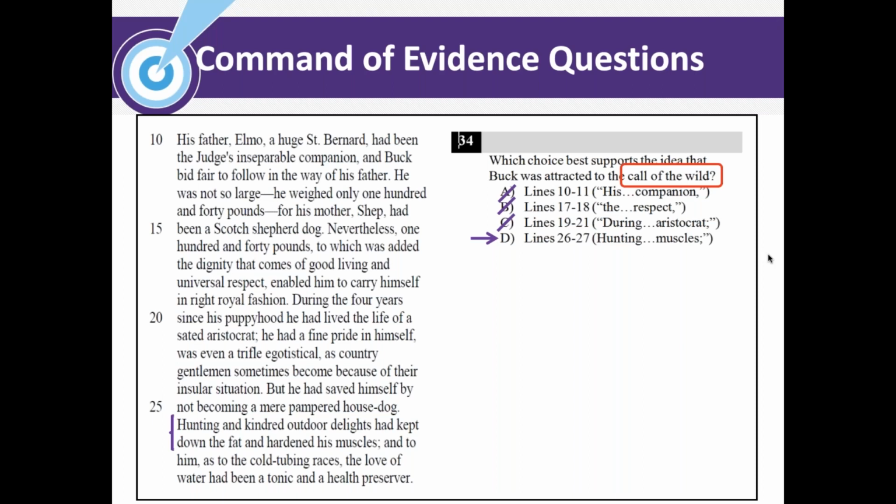Time permitting, I always want to check and make sure that those lines make sense. Hunting and kindred outdoor delights. Yeah, that sounds like something that Buck, being attracted to the call of the wild, would be interested in. I'll double check it. It sounds good. That's going to be my answer choice. And then I'll move on to the next question.